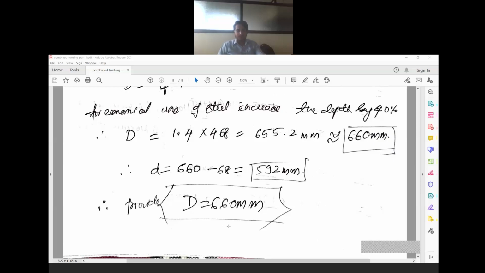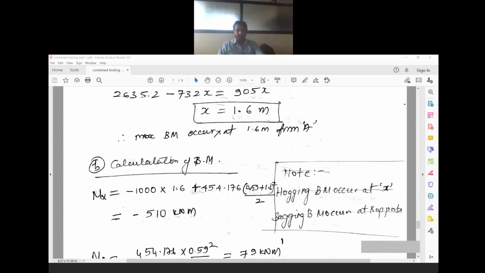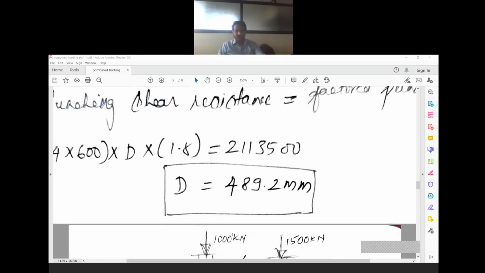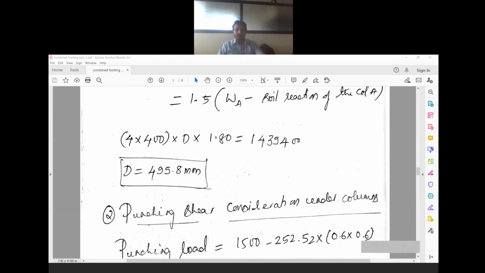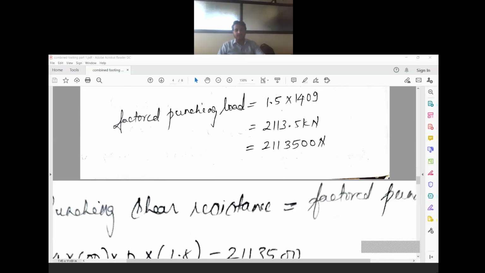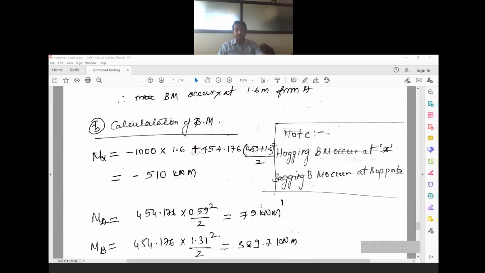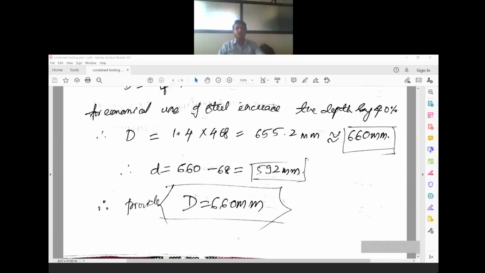So here you can observe we have three depths of the foundation. With respect to the bending moment criteria, we have 660 mm. Next, according to punching shear consideration, under column B, we have 489.2 mm, and under column A, we have 499.8 mm. So we have to provide the minimum requirement for each of these three criteria. So the maximum value of depth is what we have to provide.